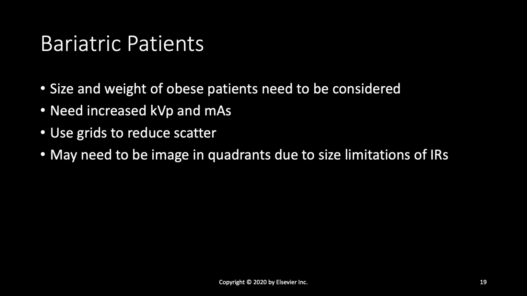Bariatric patients will need an increase in both kVp and mAs to produce diagnostic images. In addition, you will use a grid. It's very important to use a grid because we're using higher technique, so we want to reduce the scatter radiation from reaching the IR. If we don't reduce that scatter radiation, then it's going to decrease the image contrast, and we don't want that. We want high contrast. So depending on the imaging procedure performed, these patients may need to be imaged in quadrants.